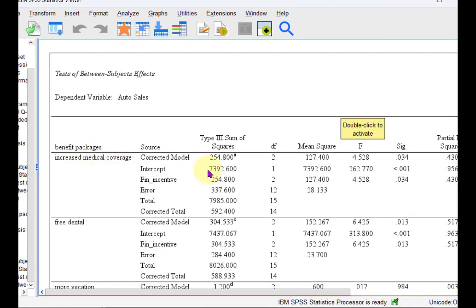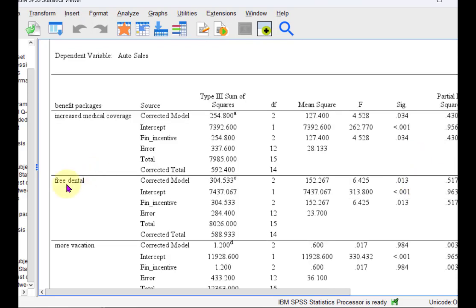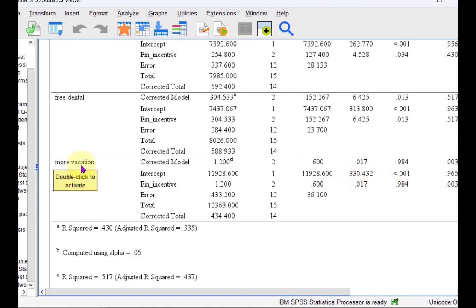So for the increased medical, we go to the sig value, and it is 0.034. It is significant. So in other words, for the people that like the medical coverage only, there was a significant difference in auto sales scores. And then going down to the next group, for the people that like the free dental, they too had a significant difference in auto sales. But for the more vacation group, nothing, right? Nothing. No significant difference in auto sales. So that's the first part.